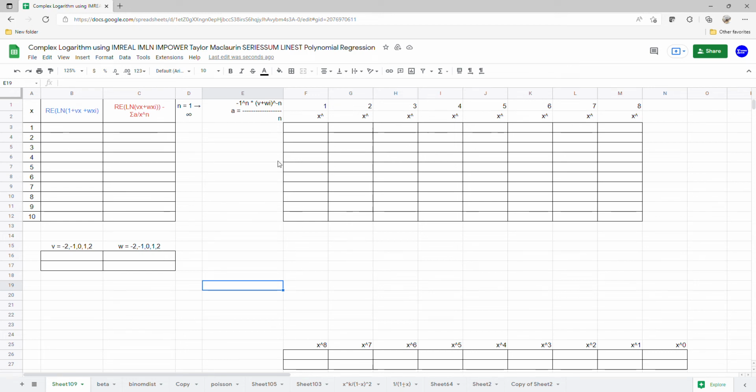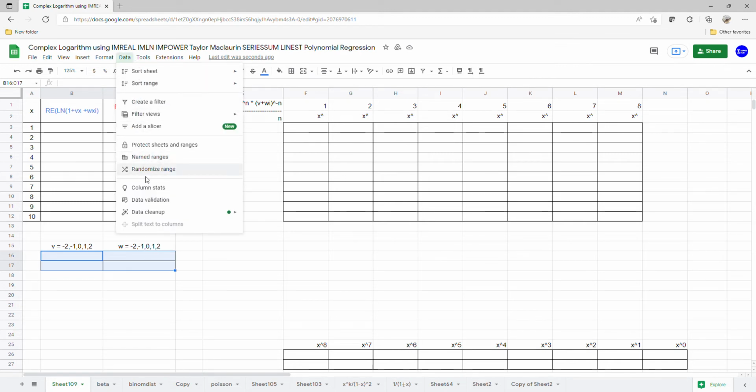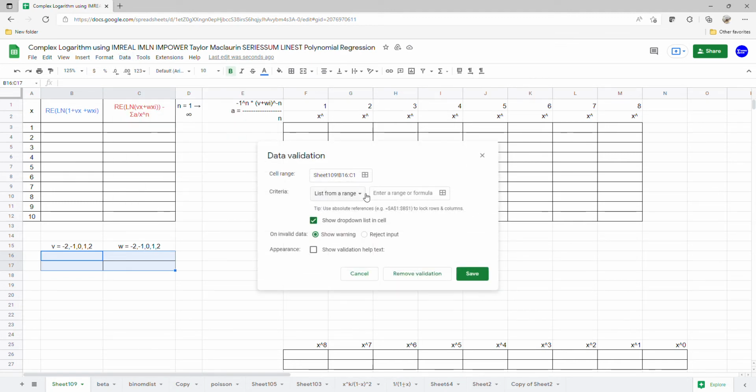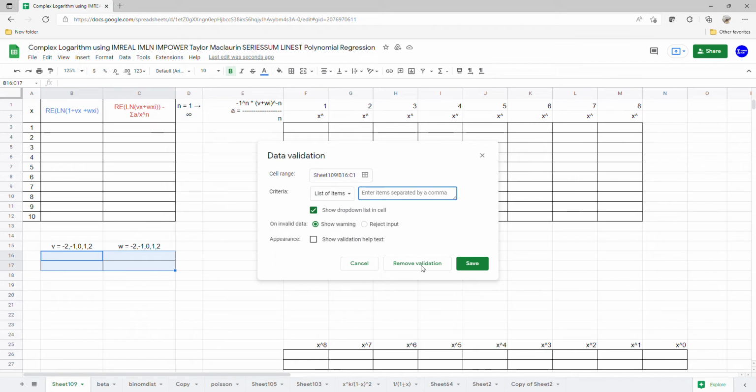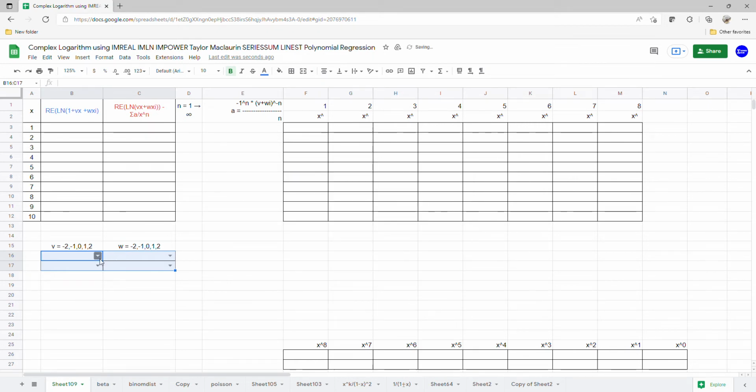In this video, we'll use the functions IMREAL, IMLN or the logarithm, and IMPOWER to generate the complex logarithm and its Taylor-Maclaurin series sum expansion. We begin with the values of V and W. So data validation, list of items from -2 to +2. So we can start with -2. Likewise, -2 for this.